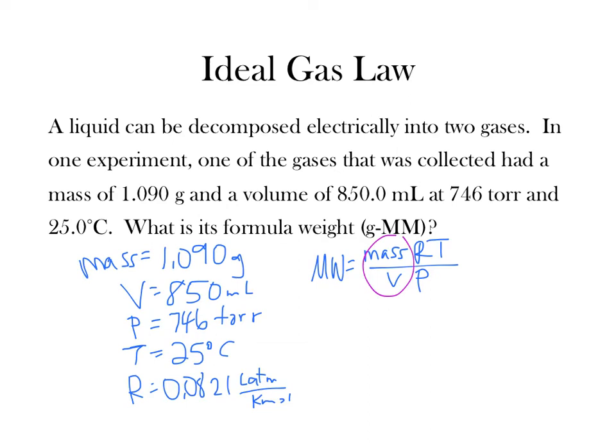Just plug everything in exactly as it is. My mass is 1.09 grams. R is 0.0821 L·atm/(mol·K). T is 25 degrees C. 25 degrees C? Oh no! Say it ain't so. We can't use a Celsius temperature. That's gotta be 298 K. Are there any other units that I left out? Check out the torr.